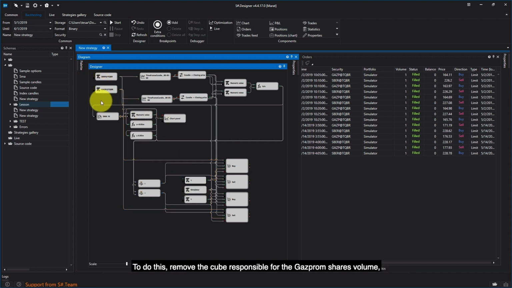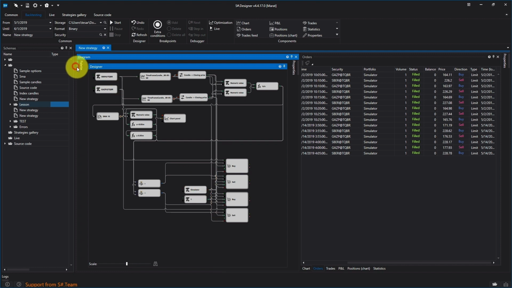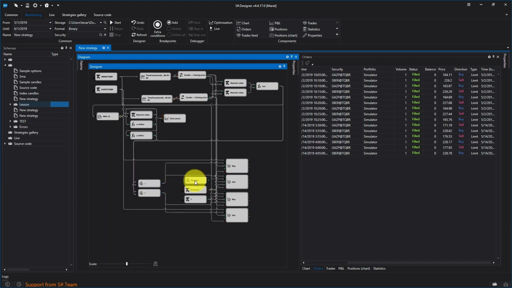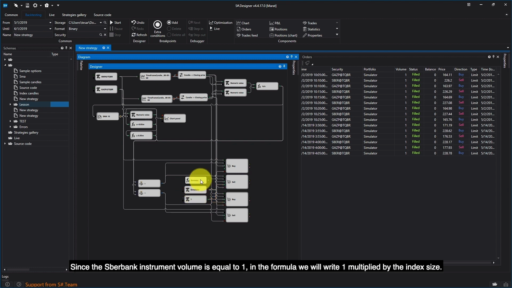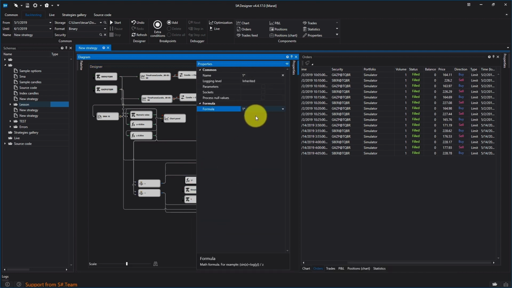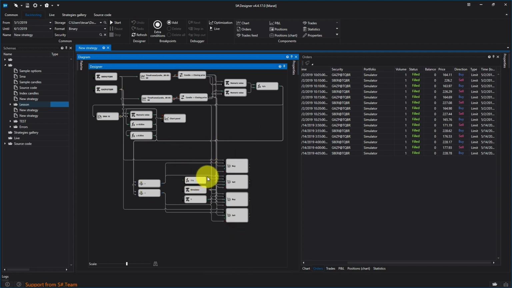To do this, remove the cube responsible for the Gazprom shares volume. Select a formula cube. Write down the formula for calculating the volume in it. Since the Cyberbank instrument volume is equal to 1, in the formula we will write 1 multiplied by the index size. Connect the cubes.